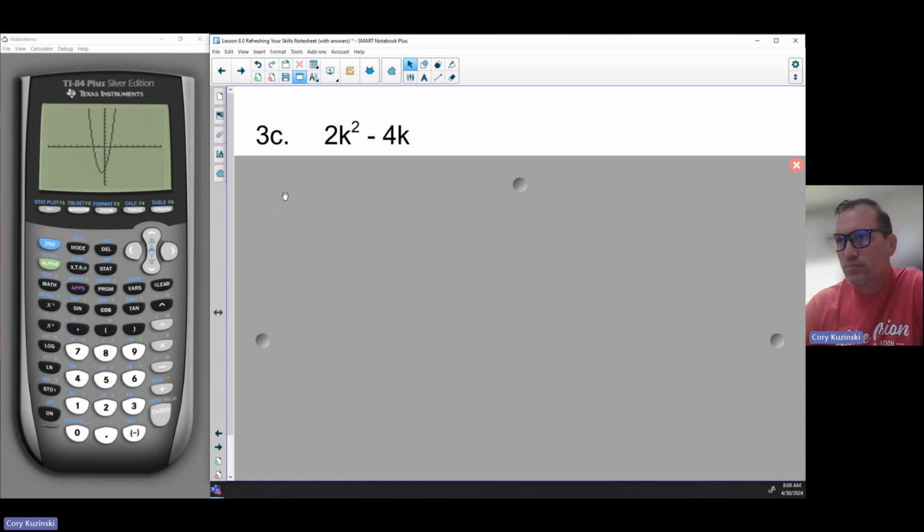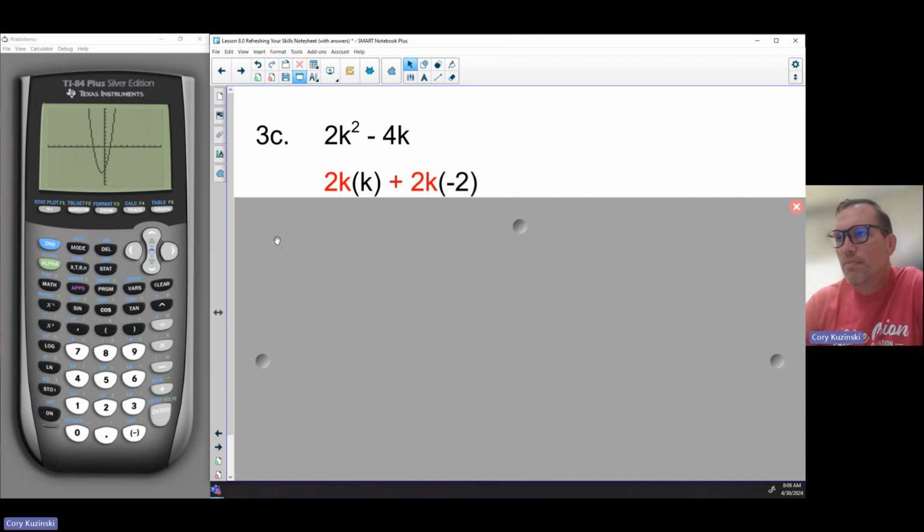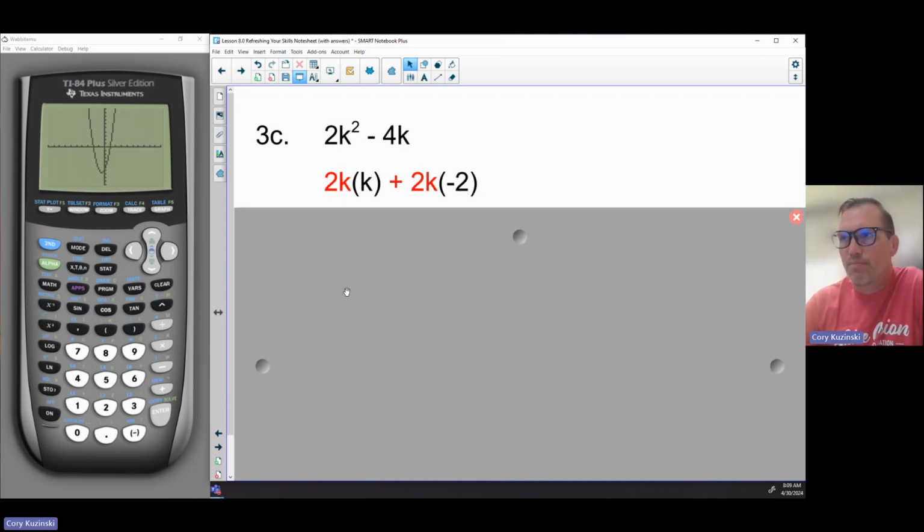All right, so I'm looking at this as, both of these are divisible by 2k, right? I mean, 2 and 4, their greatest common factor is 2, and k squared and k, their greatest common factor is k. So this is kind of like the distributive property backwards, all right? It's that same middle step I'm showing you, but your job is to break it up. Okay, so what is the thing that each piece was multiplied by? In this case, I think it's 2k.